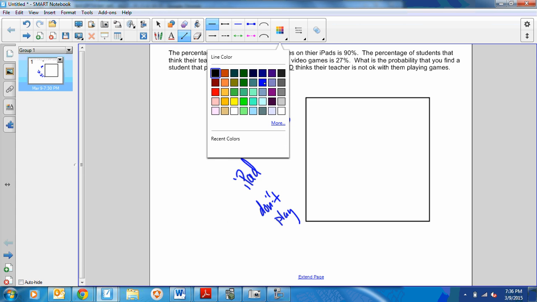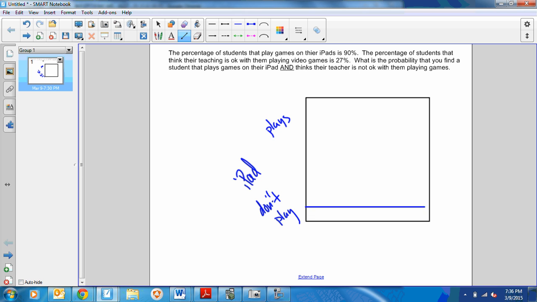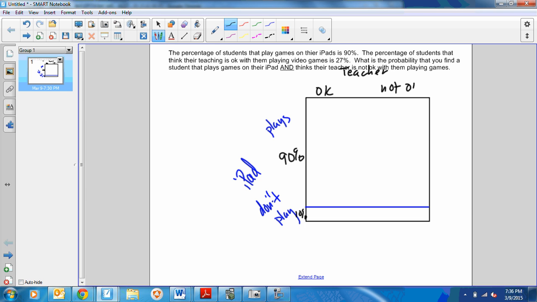We'll make this blue to stay consistent. Down here, if you look, it looks like it's taking up about 90%. And that would make this little piece 10% of this side, this left side here. And then we can say teacher. Well, is the teacher okay with it or not okay? And we're going to split up the picture based on that also. We'll make this one red.